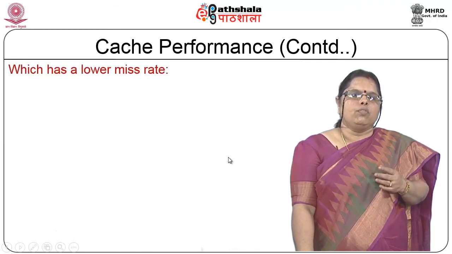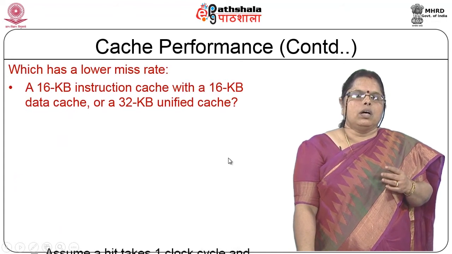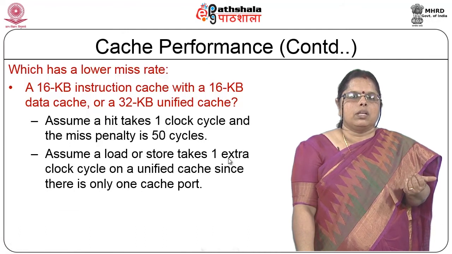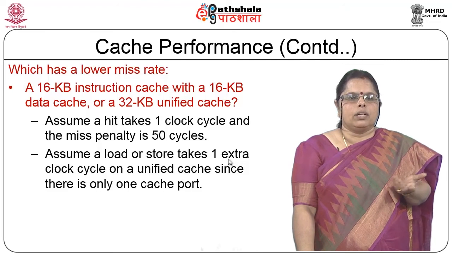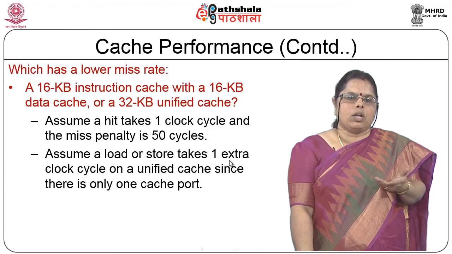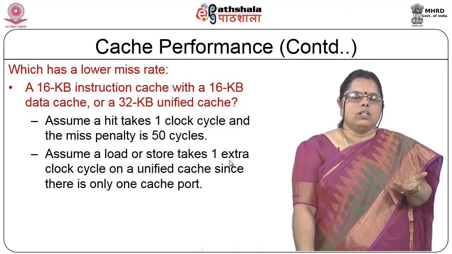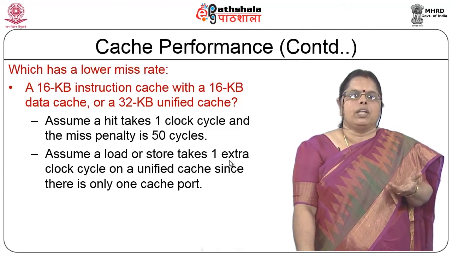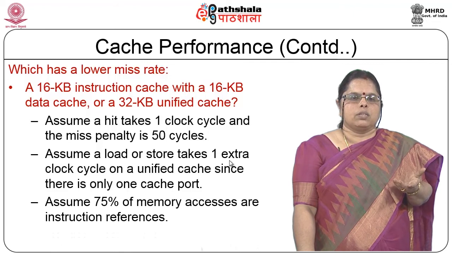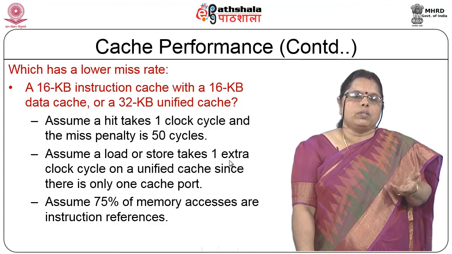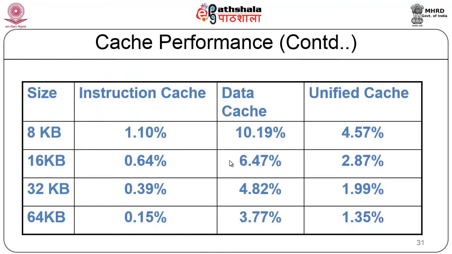Now, if you look at cache performance, for example, you have some data given here: a 16 KB instruction cache with a 16 KB data cache. Is this better, or a 32 KB unified cache? Assume a hit takes 1 clock cycle and the miss penalty is 50 clock cycles. Assume that a load or a store takes 1 extra clock cycle on a unified cache because there is only one cache port, and assume that 75% of the memory access instructions are instruction references.